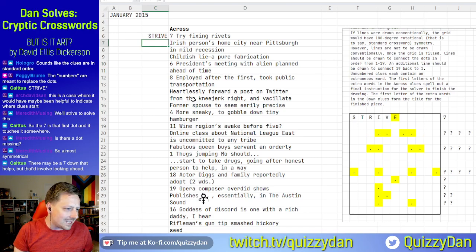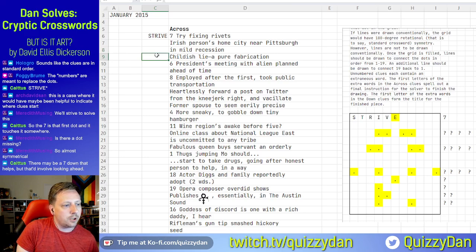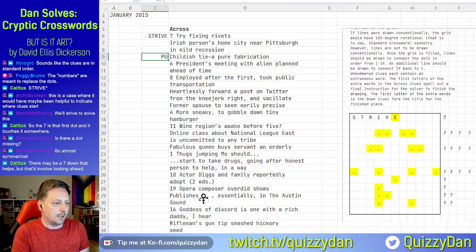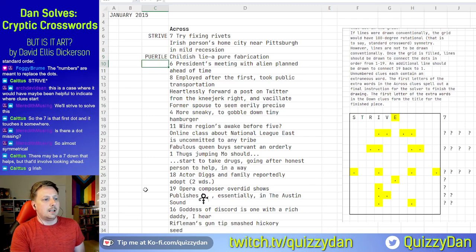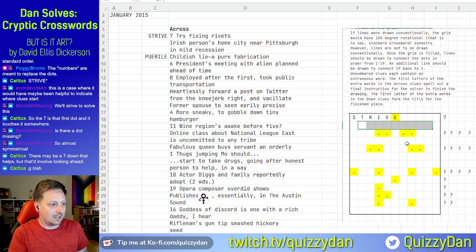Irish person's home city near Pittsburgh in mild recession. So is it the name of an Irish city? I think it's Dublin, Limerick, Donegal. Donegal? No. Okay. Childish lie, a pure fabrication. Okay, that's puerile. Given that that's 7 letters, it's probably going to go somewhere in there. And this one might be a shorter thing that goes there.